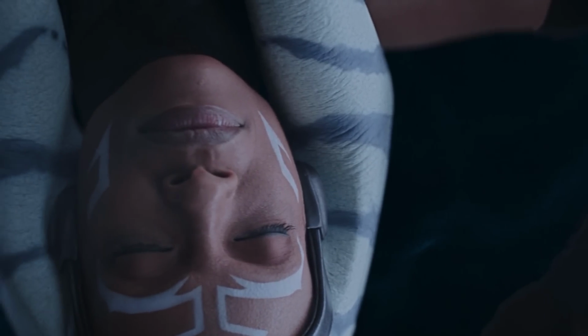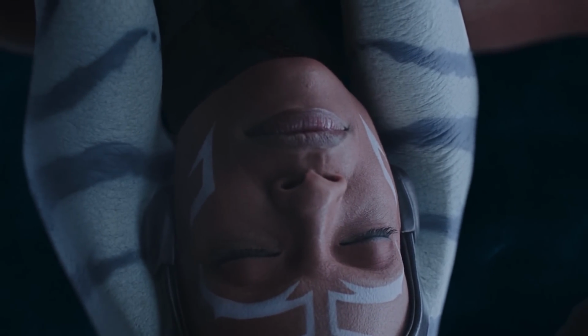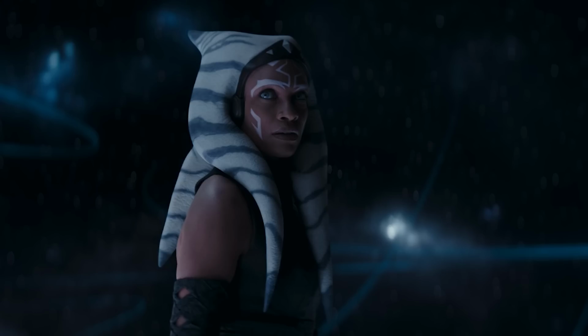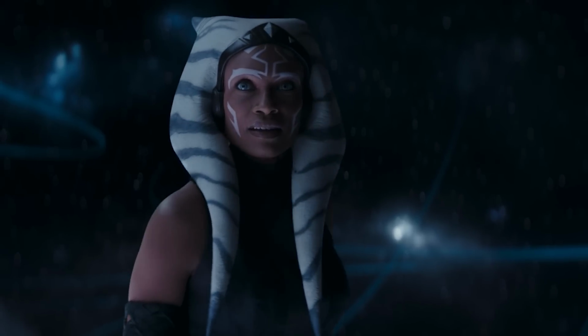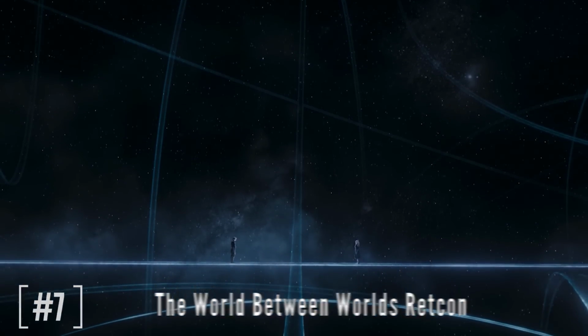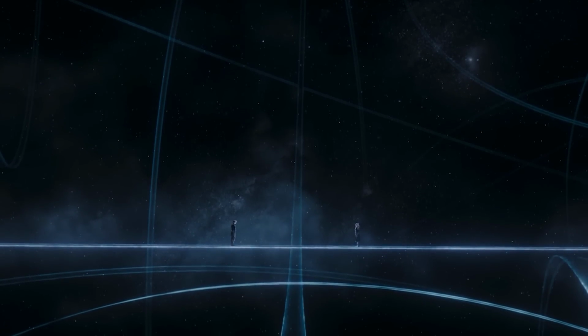On the show, when Ahsoka entered the World Between Worlds to talk to Anakin, the reason why he's able to control the World Between Worlds that way, why he has so much power in there, is because he's so powerful in the state he exists now, more powerful than a normal Force Ghost. Dave Filoni also introduced a small retcon to the way the World Between Worlds works from Star Wars Rebels.